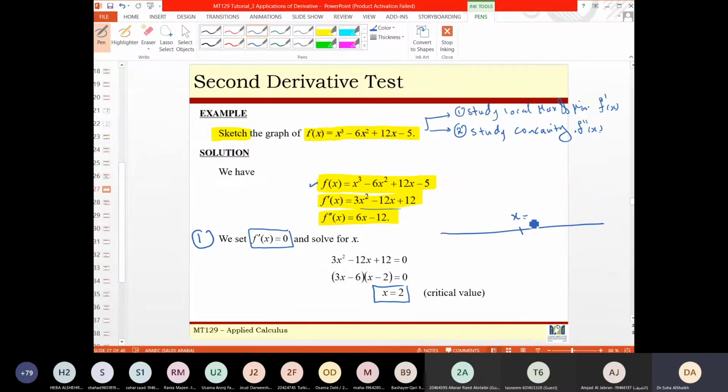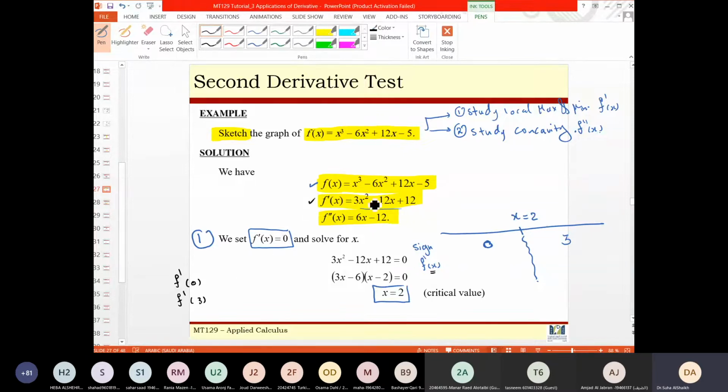This is my point, x equal to 2. I cut the line into 2 parts and I study the sign of f dash x before and after to make sure whether it's a minimum or maximum. The easiest is to take 0 here and take a point after, for example 3, and on the side I will find f dash at 0 and f dash at 3. Why f dash? Because I'm studying the sign of f dash. I'm studying increasing and decreasing, and studying for maximum and minimum.